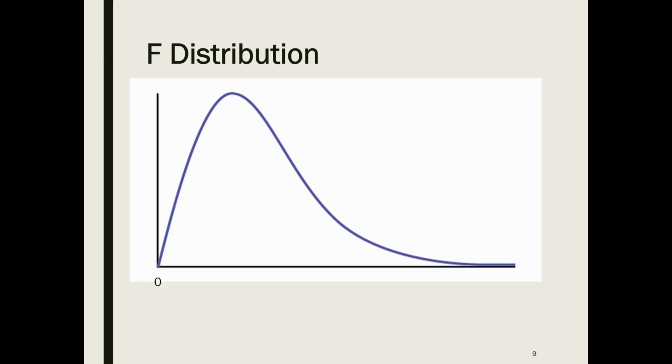Well, it looked like a chi-square distribution, right? It really looked like a chi-square distribution. It's a positively skewed distribution starting from zero, but there is no negative number, and it only peaks once and has a long tail toward the positive side.